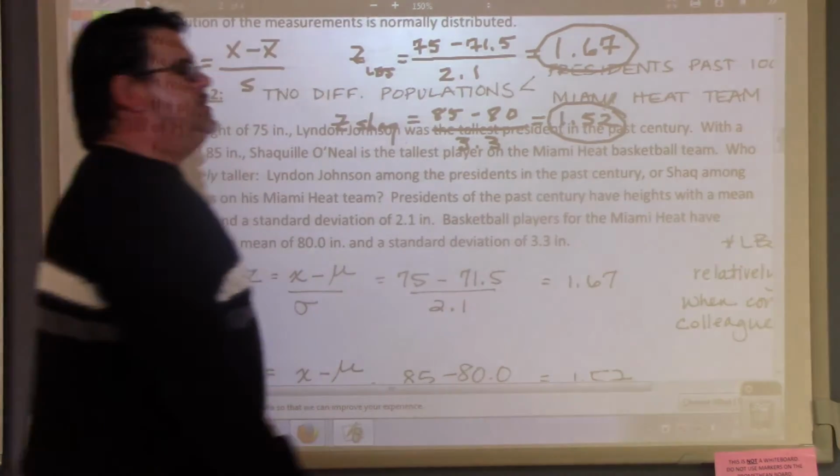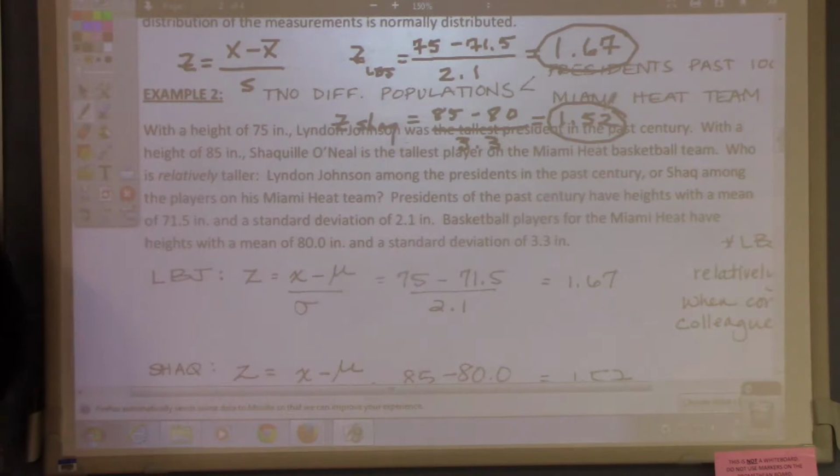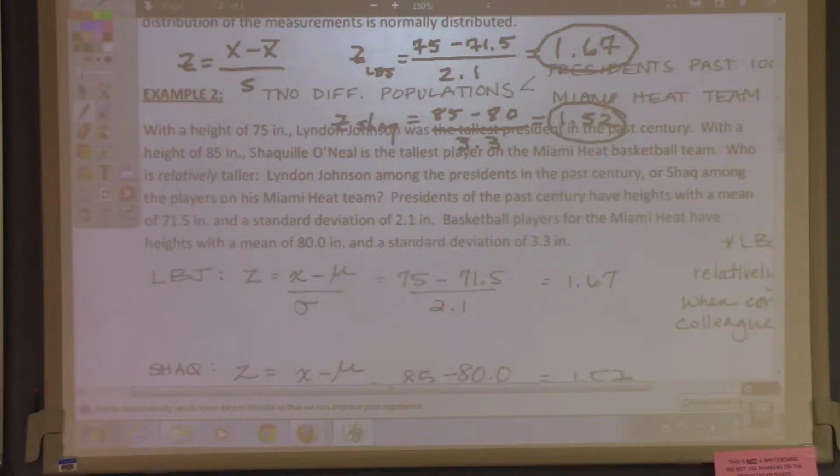So who's the big fish in the little pond? LBJ, because he's further away from zero. Okay? So who is relatively taller in their own population? The president is taller. And why is that, do you think? Because there's no what? Height requirement for being president.